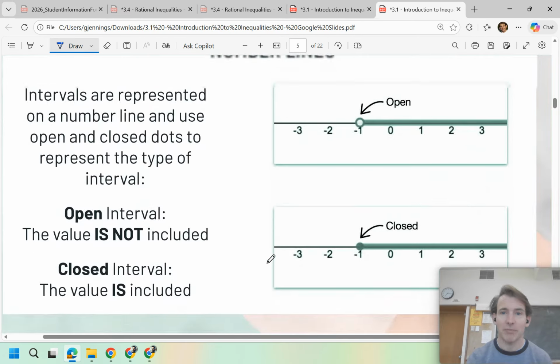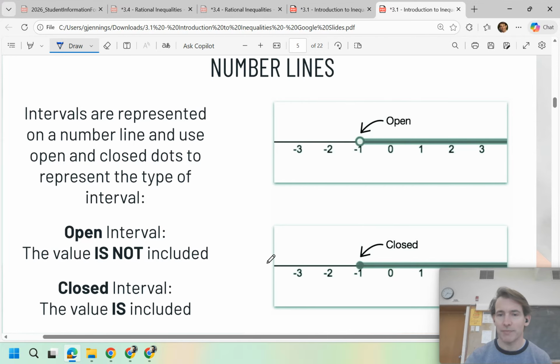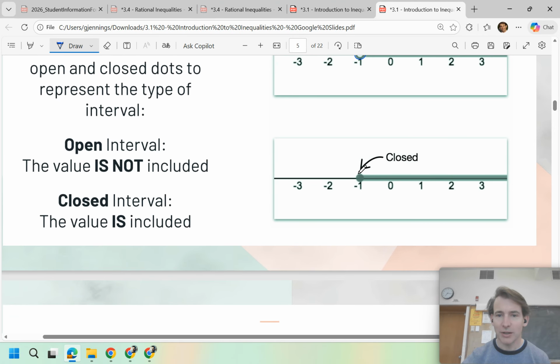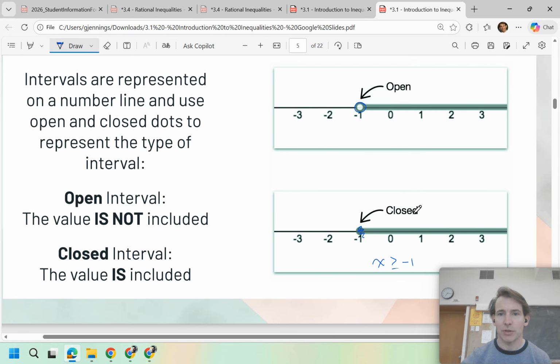Let's keep going. Representing on number lines, here open means don't include, closed means include. So this would be the same as saying x is greater than or equal to -1. This one is saying x is strictly greater than -1, but not equal to.